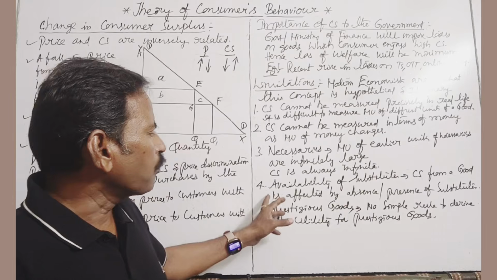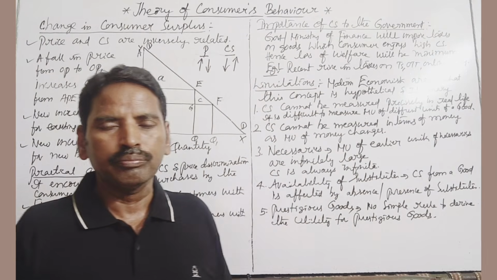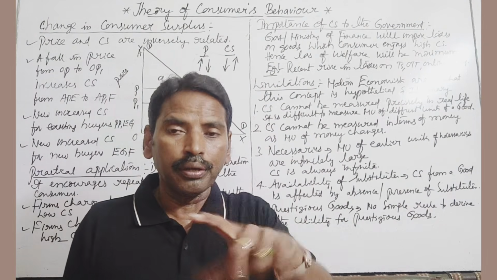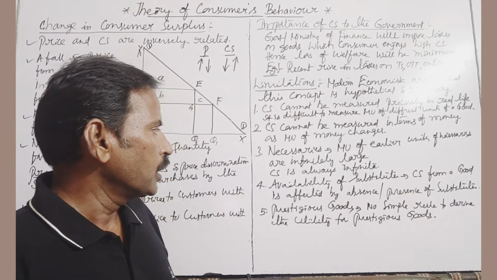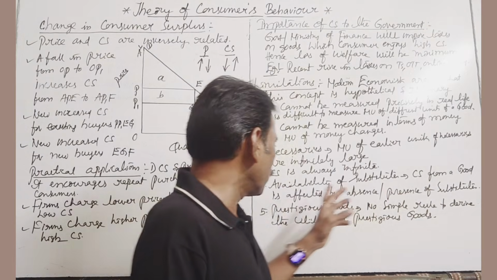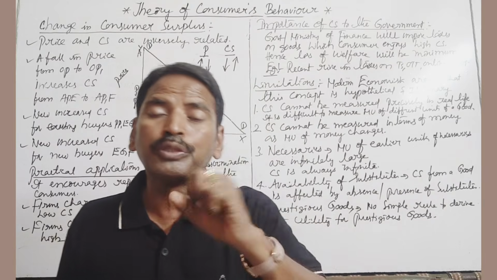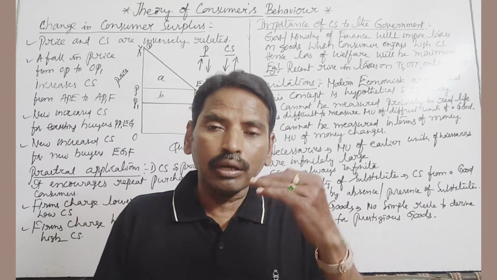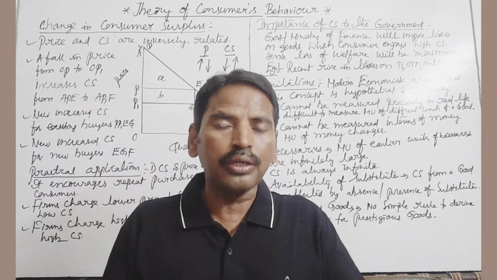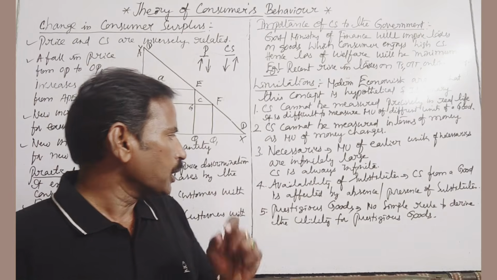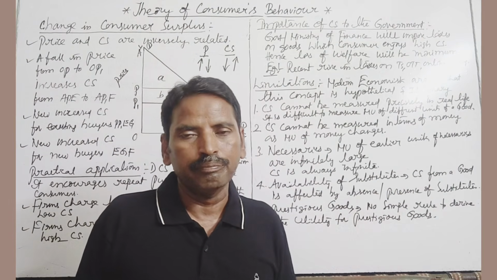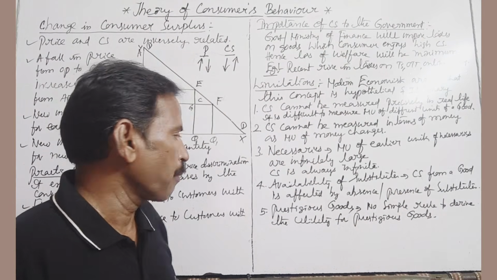Fourth one, availability of substitutes: coffee and tea, apple and orange are substitutes. So consumer surplus from a good is affected by the absence or presence of substitutes. Whether substitutes are available or not, definitely consumer surplus is affected.